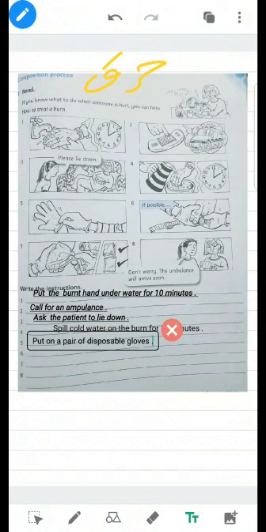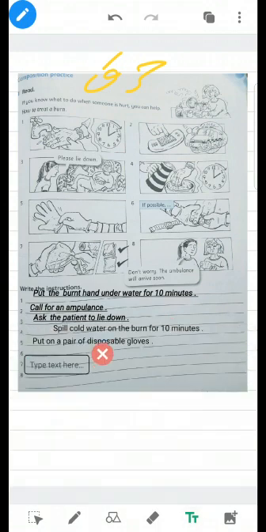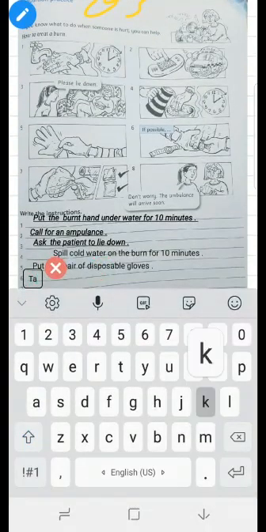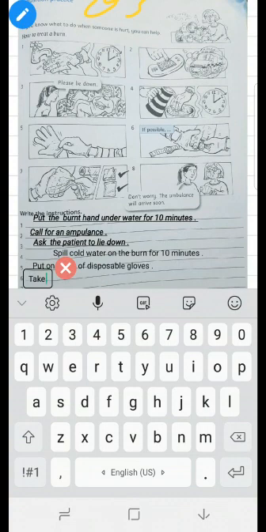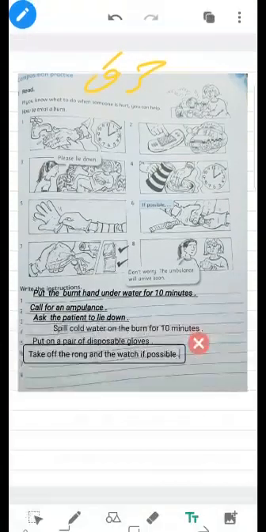Picture number 6. They wrote, if possible. لو كان بالإمكان. We have to take off the watch and the ring. الخاتم يجب أن ننزع إذا كان بالإمكان. بعض الحروق لا نستطيع. So we can write take off the ring and the watch if possible. We have to write if possible, of course.